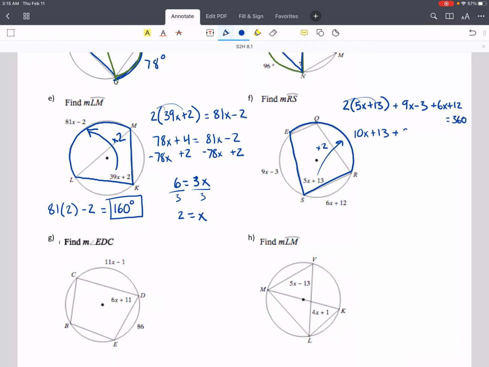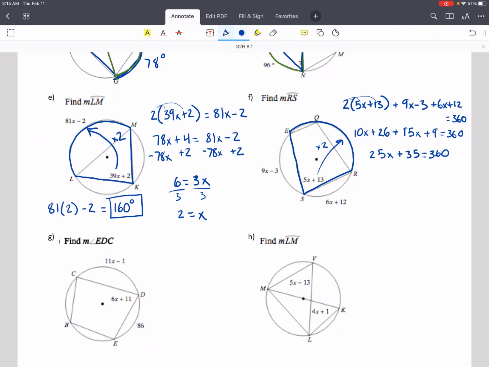I'm going to combine like terms while I'm here. 9x plus 6x is 15x. Negative 3 plus 12 is 9. And now that's 25x plus 22. Oh, I made a mistake. 2 times 13 is 26. 26 plus 9 is 35. Which means x equals 13.